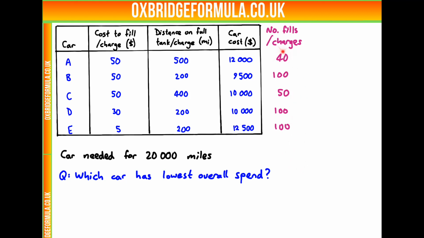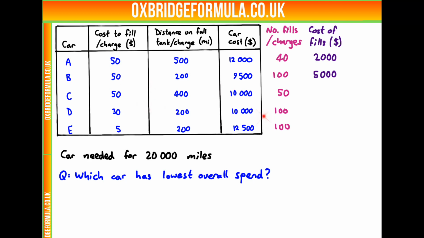So we've worked out how many times we need to fill or charge up each car. And so let's next work out how much this is going to cost per car. So to charge car A 40 times, and it's 50 per fill or charge, that means the cost of this will be 40 times 50, which is 4 times 5 times 100. 20 times 100 is 2,000. Then for car B, we have 100 times 50, which is 5,000.